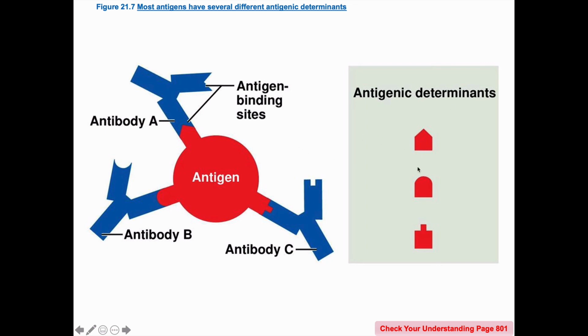These are the antigenic determinants. This has to come and lock with this. This cannot lock here, or this cannot lock here. So a specific antigen has to determine a specific antibody.